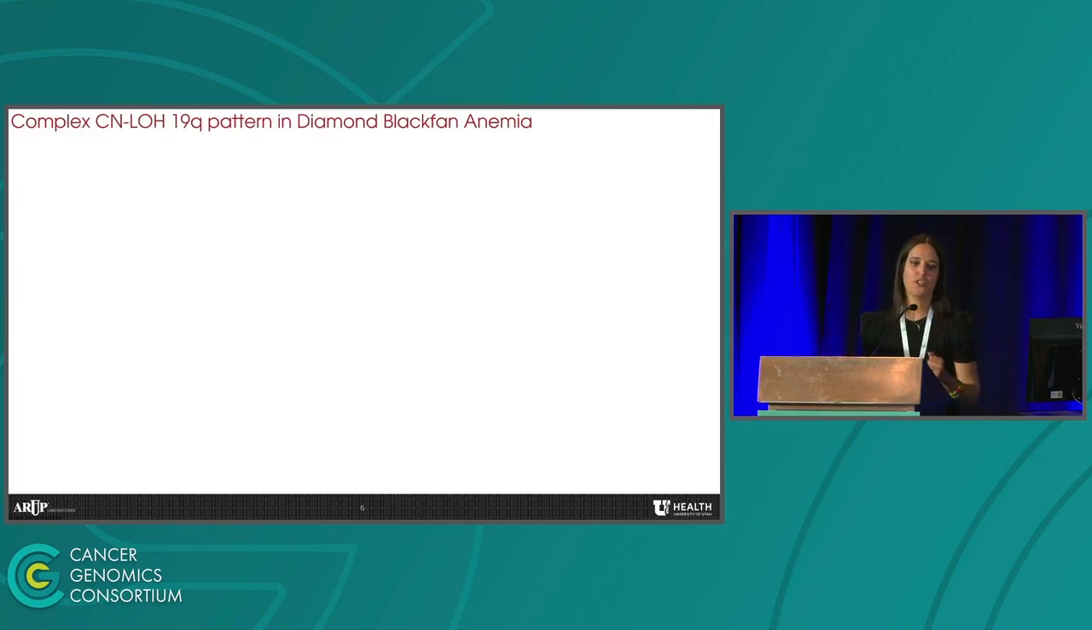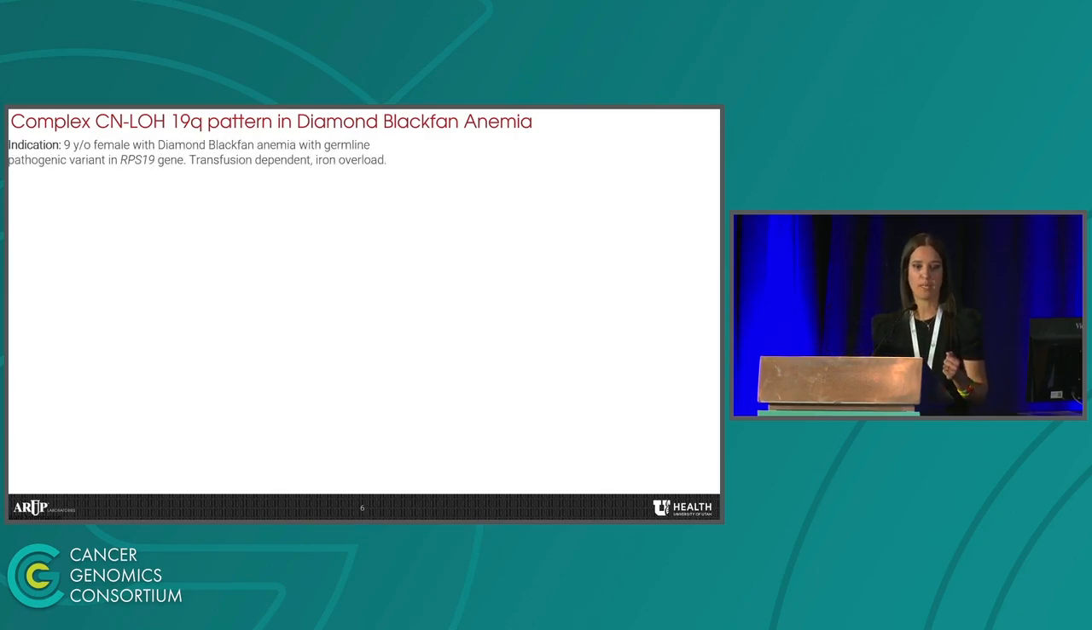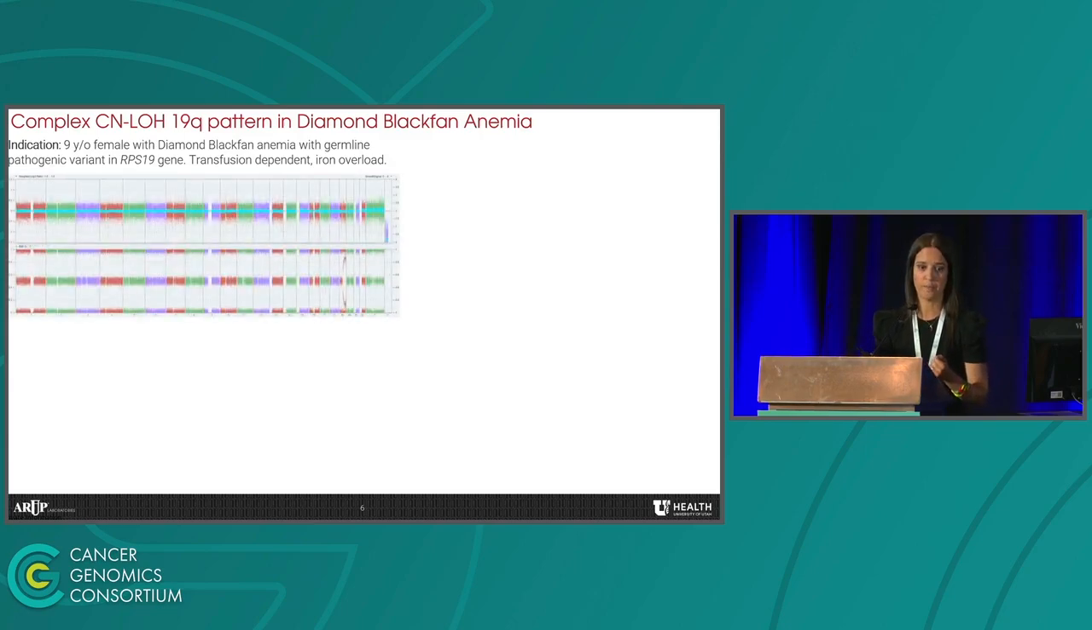So next, we wanted to show you a case that was actually a very good learning case for us. It was a 9-year-old female with Diamond-Blackfan anemia with a germline pathogenic variant in RPS19, and it was transfusion-dependent, presented with iron overload. So you can see here the whole genome SNP results.